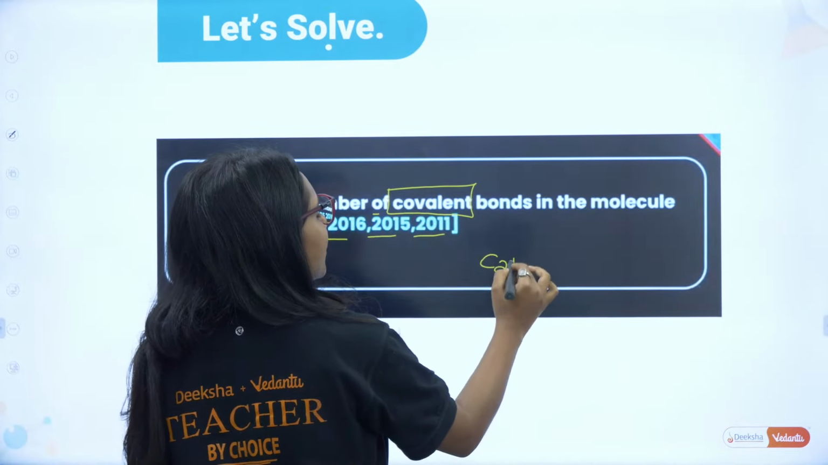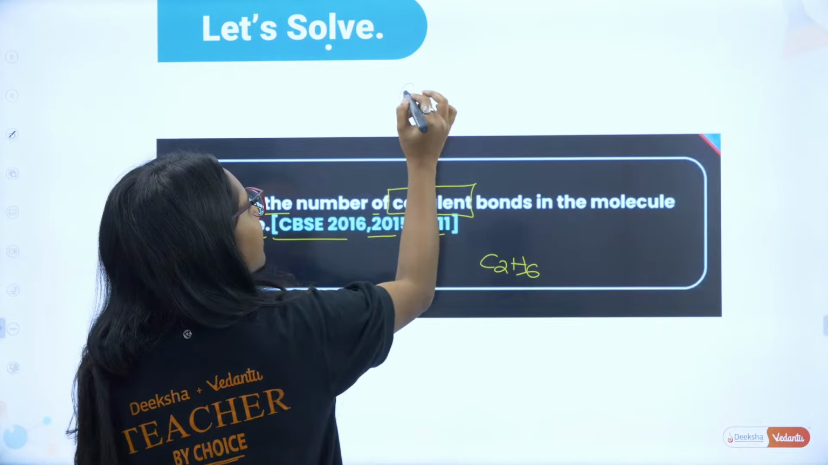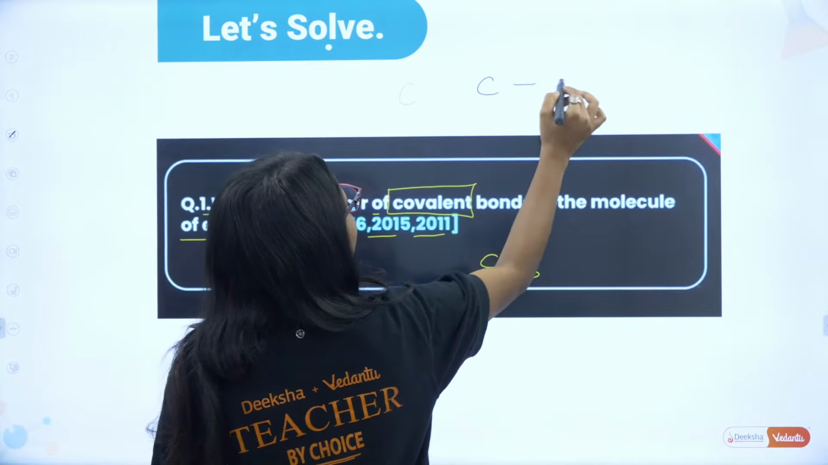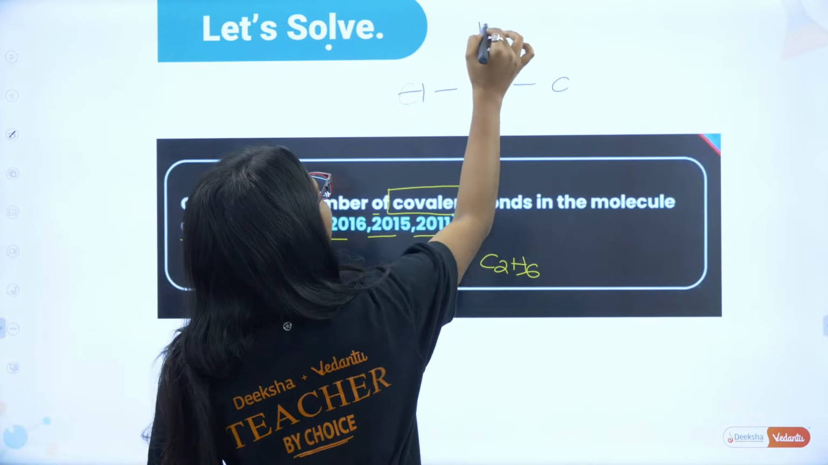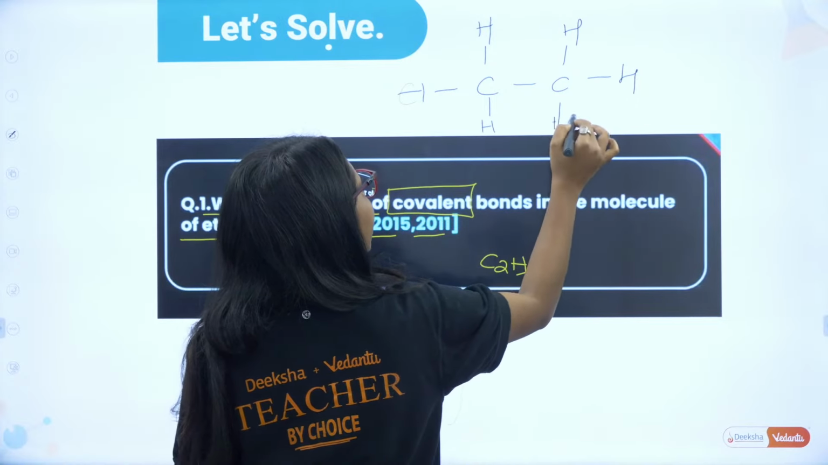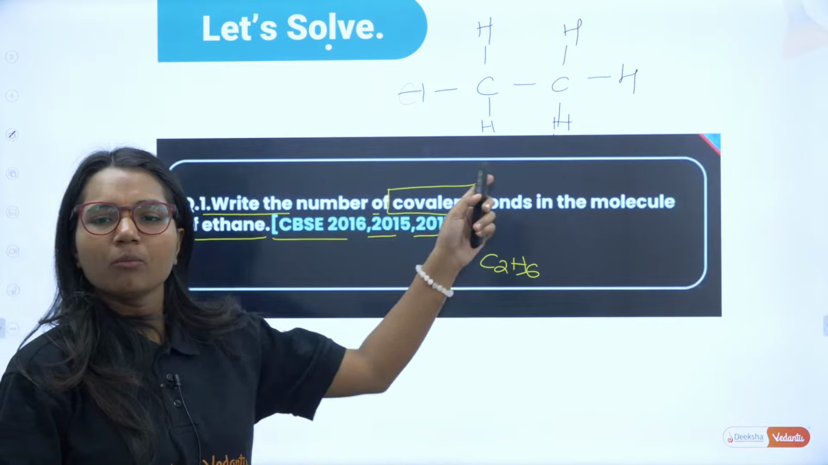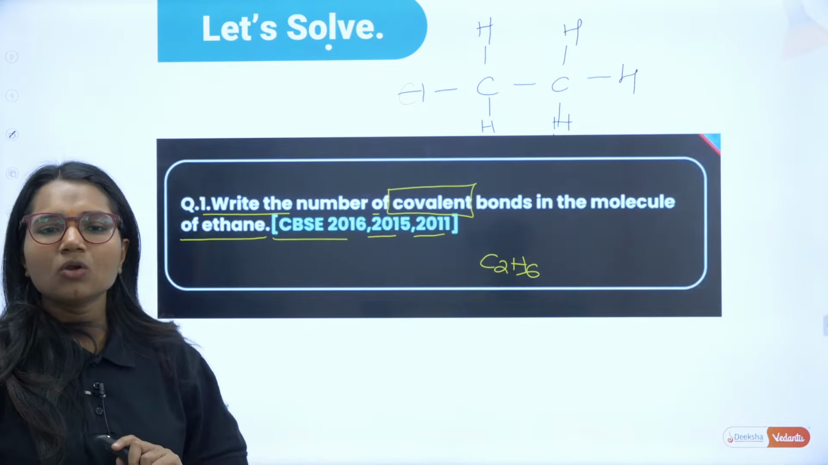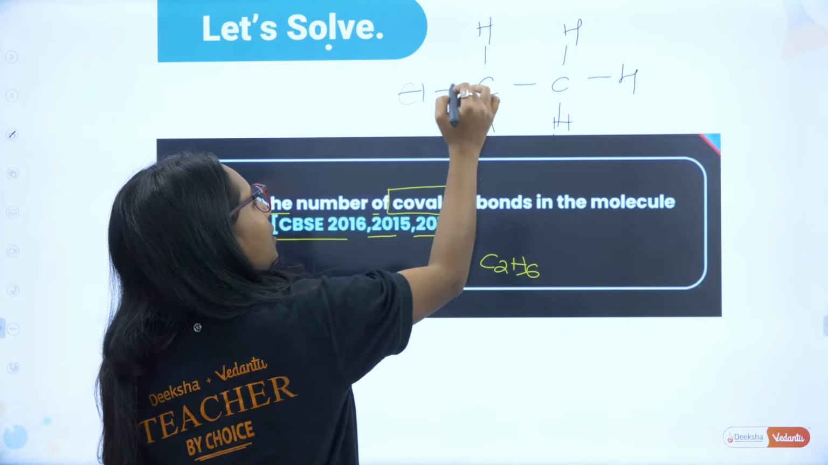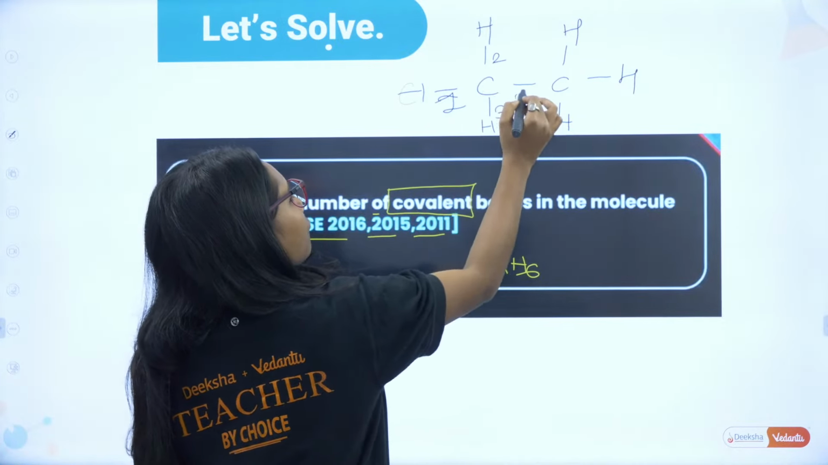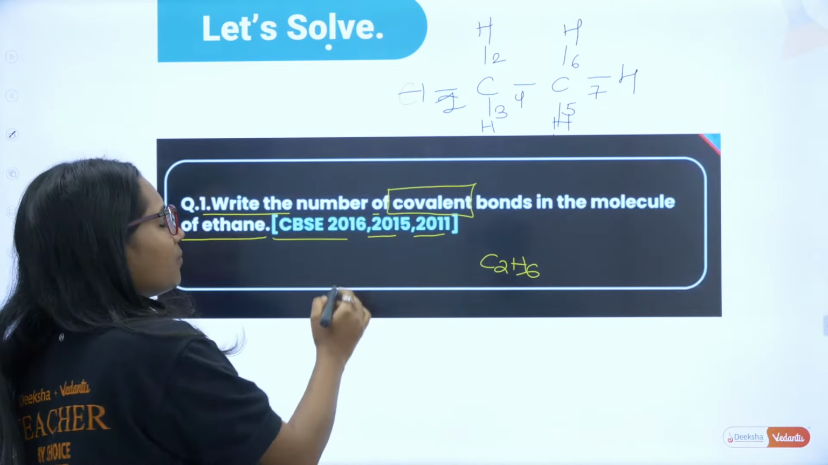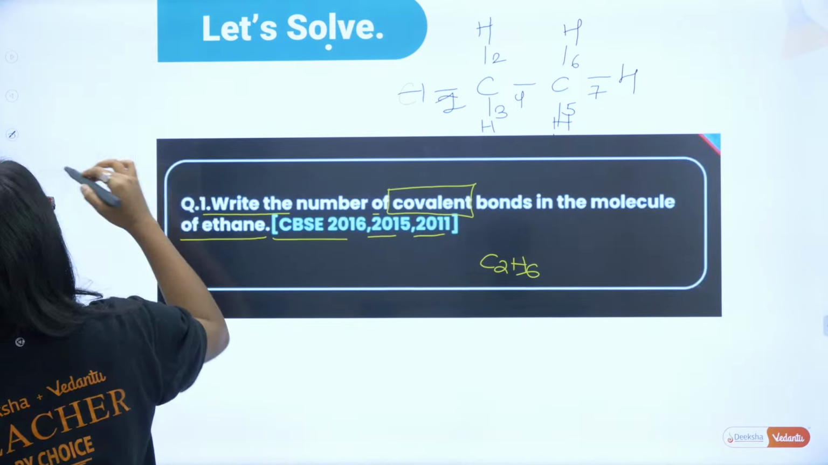Ethane is C2H6. How can I draw ethane? See here, is this color visible to you? Carbon, carbon, here H, here H, here H, here H, here H and here one more H. Correct? So can you tell me how many covalent bonds are present in this? Let me know in the comment box. 1, 2, 3, 4, 5, 6 and 7. So in total there are 7 covalent bonds present.